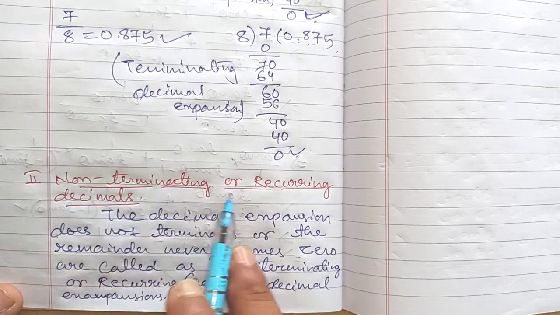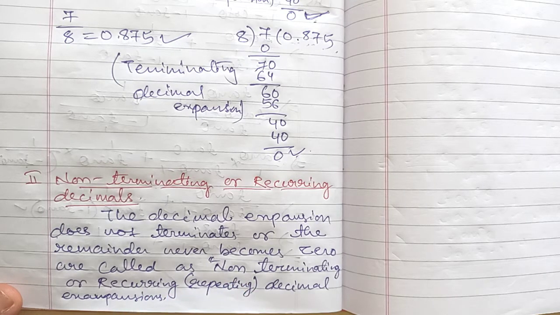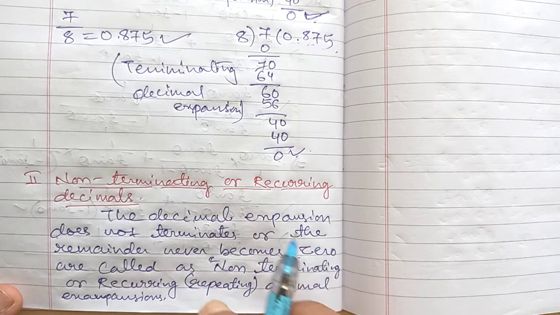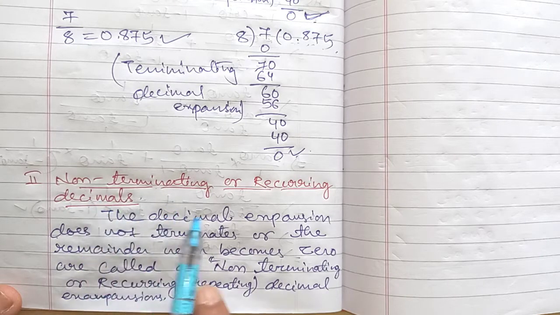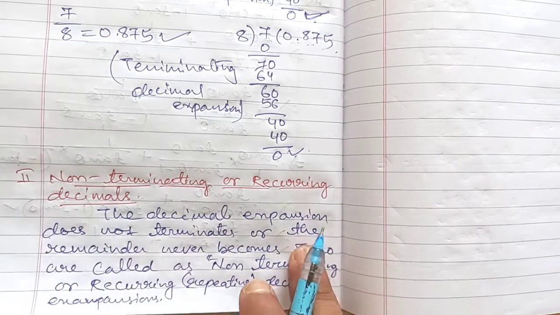Next is non-terminating or recurring decimal. The decimal expansion does not terminate. Does not terminate means it does not end, or the remainder never becomes 0. These are called non-terminating or repeating decimal expansions. With some decimal expansions, even by dividing so many times we won't be able to get 0 in the remainder. There are a few rational numbers which, when we divide, we keep on dividing but never get 0 in the remainder. Those are called non-terminating or recurring decimals. What are recurring decimals? I will explain. We will see a few examples.